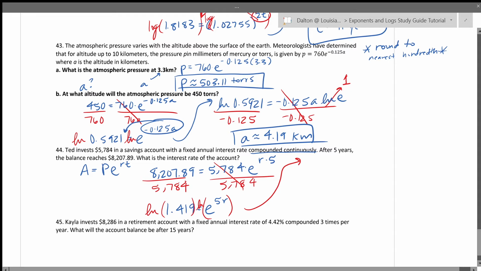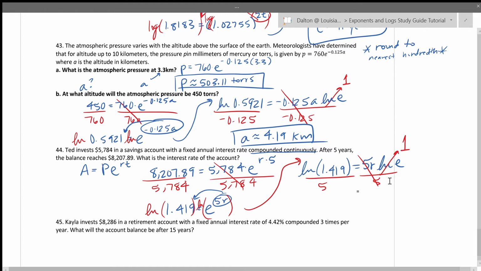So that I have the natural log of 1.419 equals, when I take the natural log of the part with the exponent, 5r drops out front, times the natural log of e. Well, the natural log of e is 1. So then in order to isolate r, I'm just going to divide both sides by 5. So the natural log of 1.419 divided by 5 will give us the interest rate of, I think it's going to be like 0.07, maybe some other stuff. I don't remember what the other stuff is because I already rounded it.